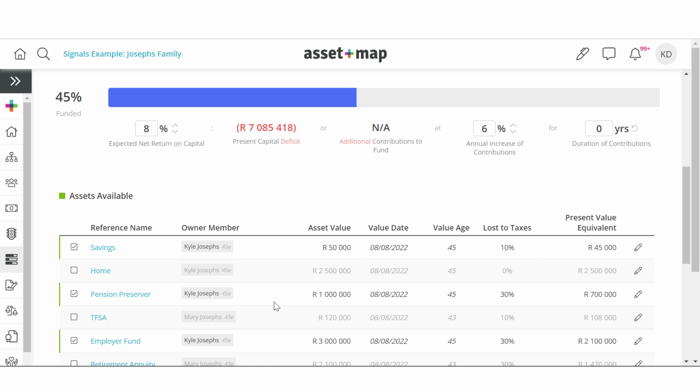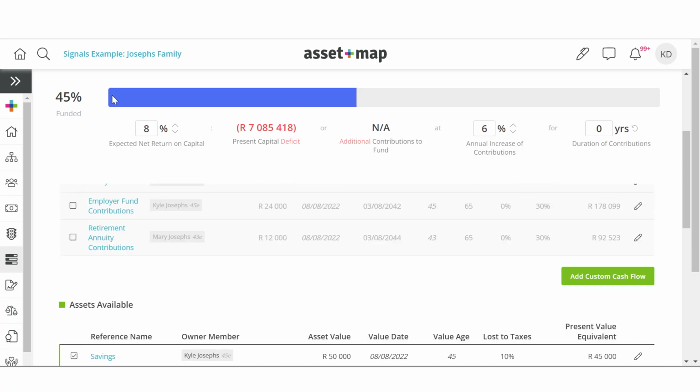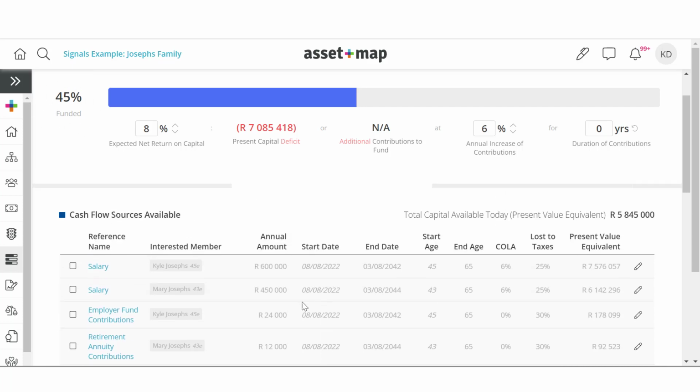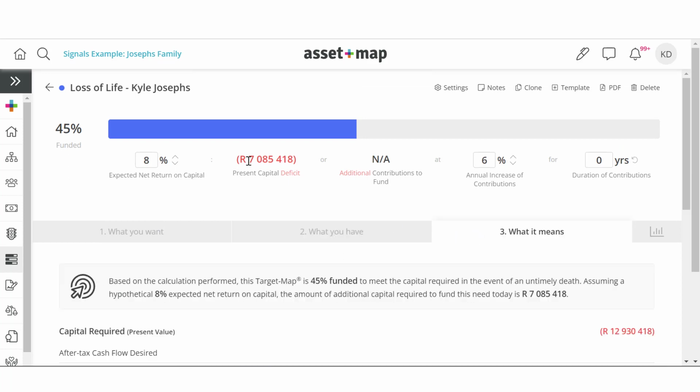What we can see here is, based on what Kyle would like for his family in the event of his death, they are 45% funded based on the things that they have already. The difference would be the 7 million here. Now, I can work through different options with the client and say, well, we could change the income requirement. Maybe we don't need the emergency reserve. Maybe there's other assets we can allocate to this, or perhaps we need to take out additional life cover to fund the shortfall. For this illustration, I'm going to assume we're proposing more life cover.